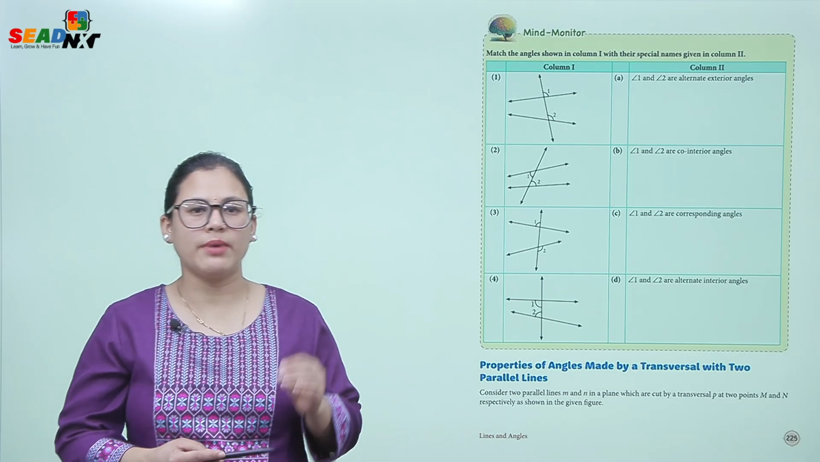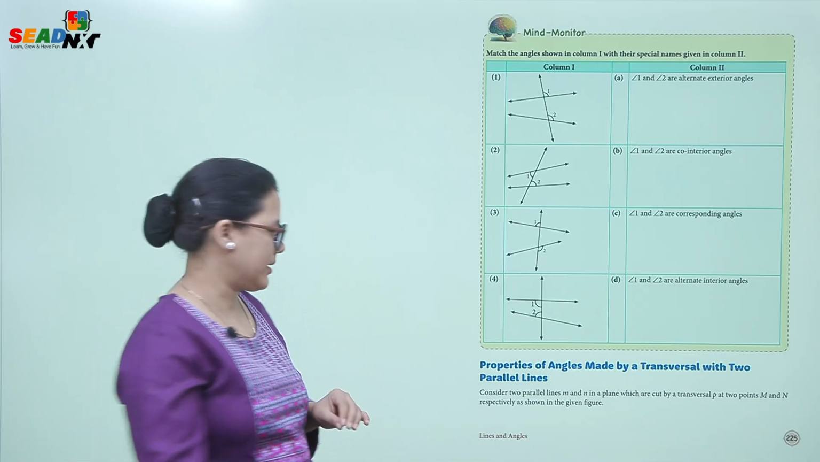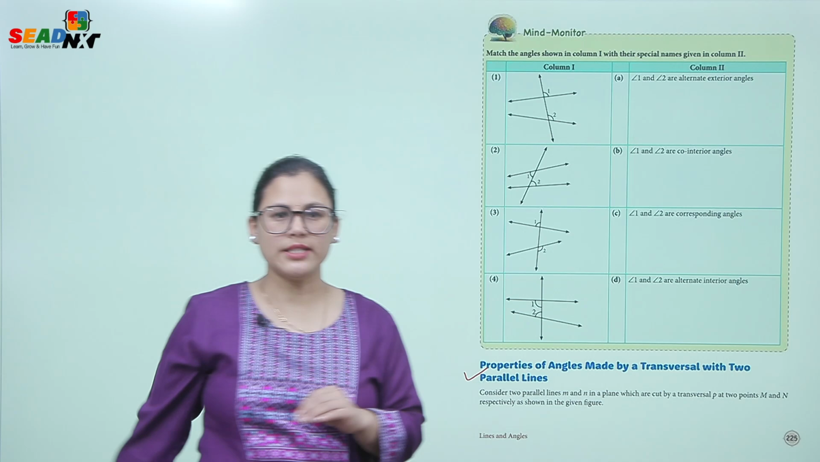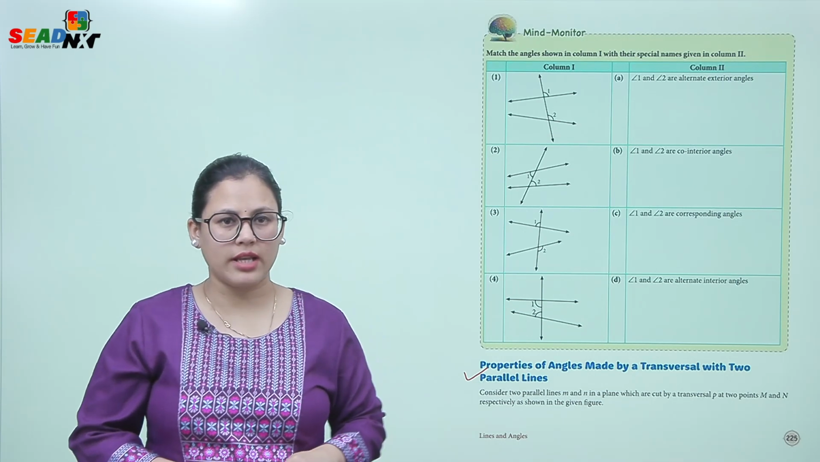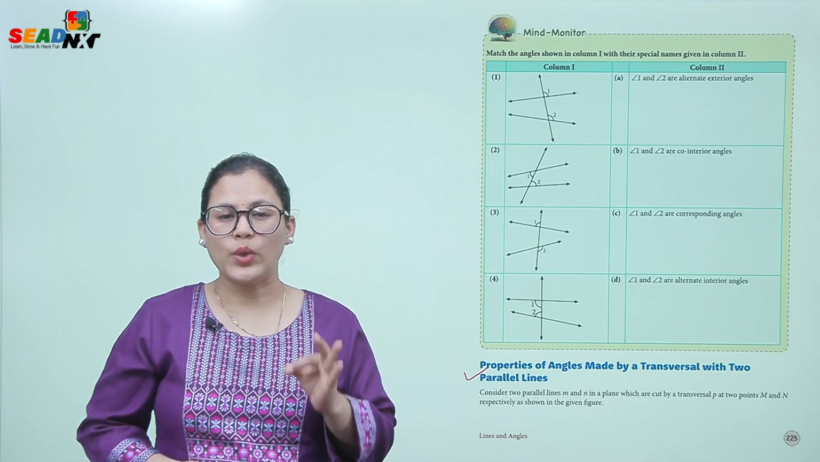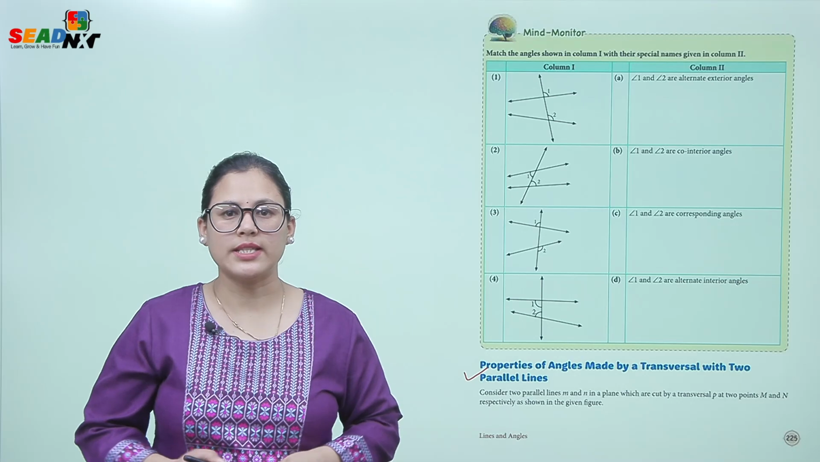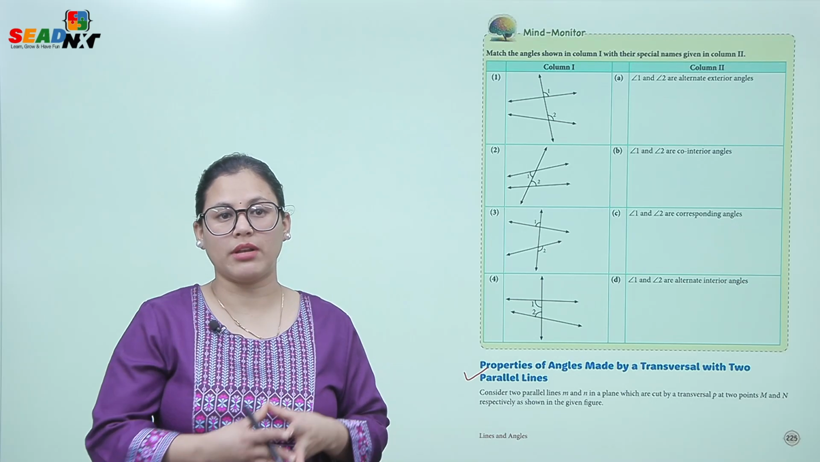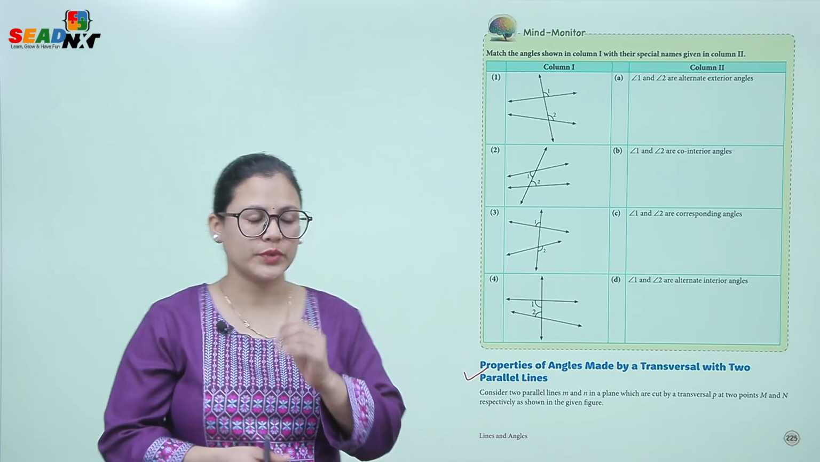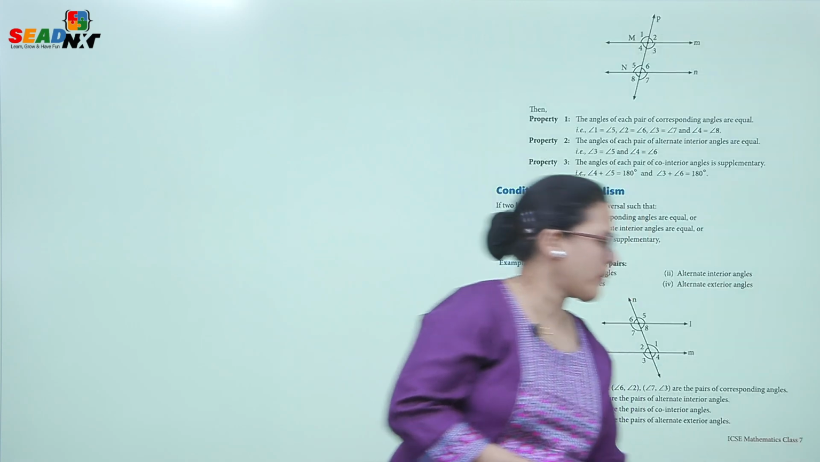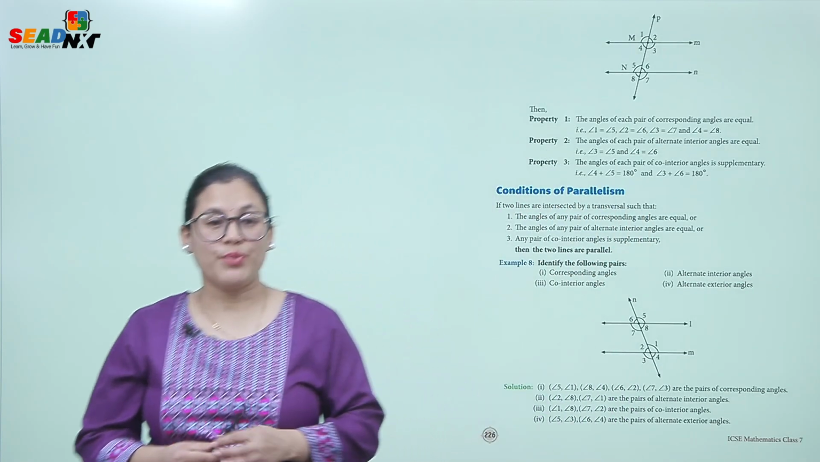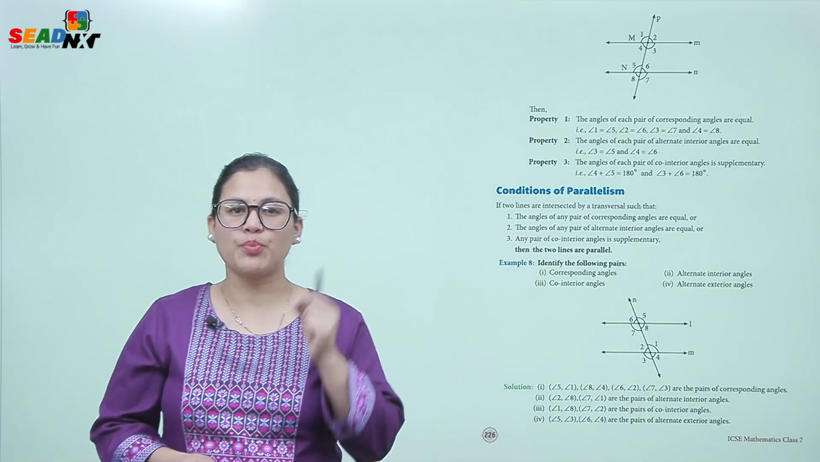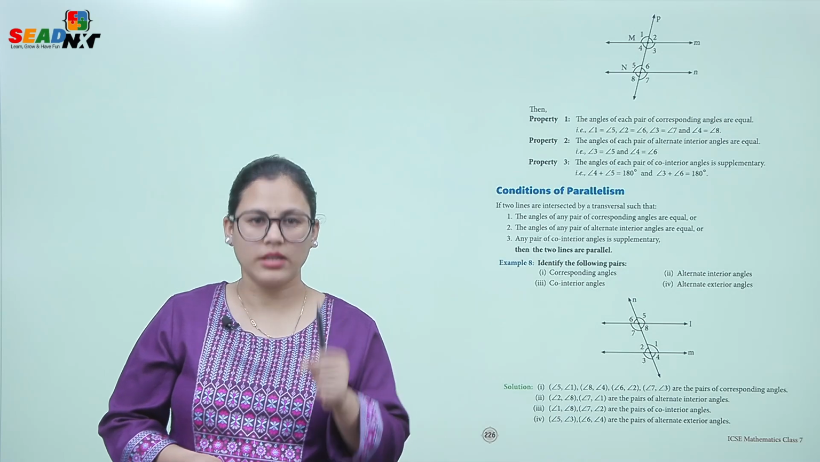Properties of angles made by a transversal with two parallel lines. Consider two parallel lines M and N in a plane which are cut by a transversal P at two points M and N respectively, as shown in the given figure. Okay, let's have a look. Property 1: the angles of each pair of corresponding angles are equal.